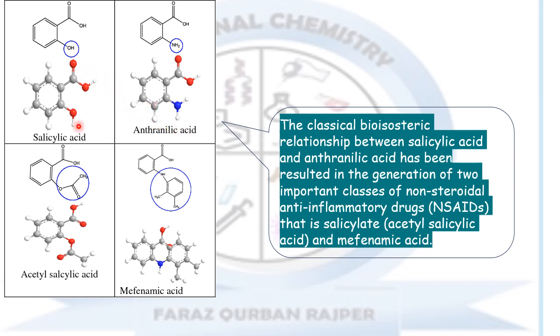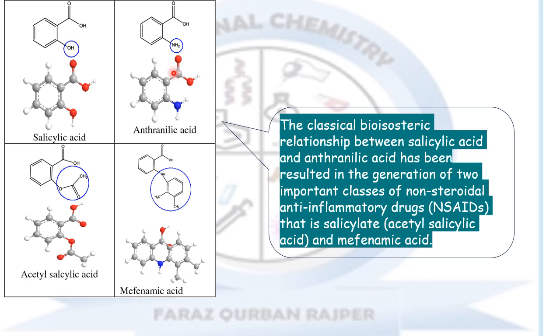So salicylic acid and anthranilic acid are basically the foundation for the development of other derivatives or other generations of the NSAID drug category. So when the hydroxyl functional group of salicylic acid is acetylated, it is converted into acetylsalicylic acid, which is our aspirin, one of the famous, well-known NSAID drug molecules.